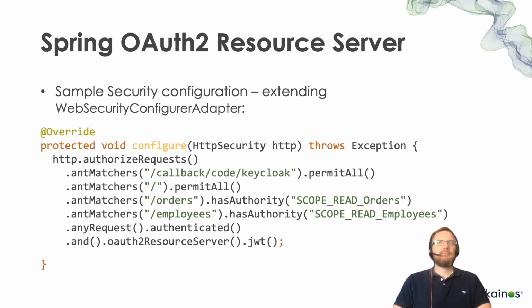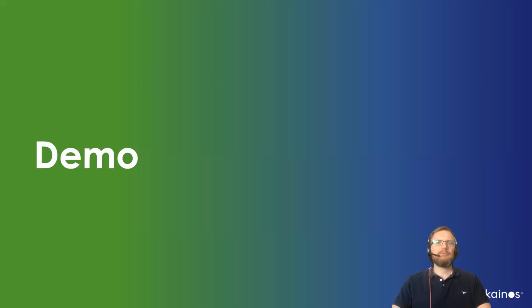And here you can see an example of the WebSecurityConfigurerAdapter extension, where you can define which paths are accessible and don't require any authorization, or you can define some specific permissions required to access specific paths. Like here, for example, in order to access orders, someone would have to have the read orders permission, and for employees, the read employees permission. Of course, you also have to say that you are going to use JWT as the access token. Okay, let's go to the demo.